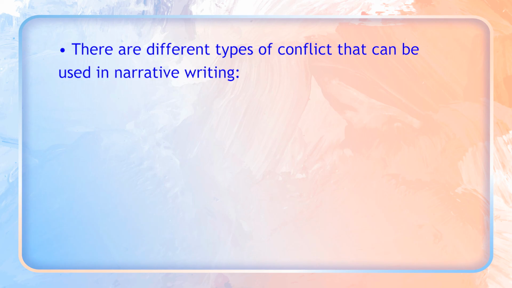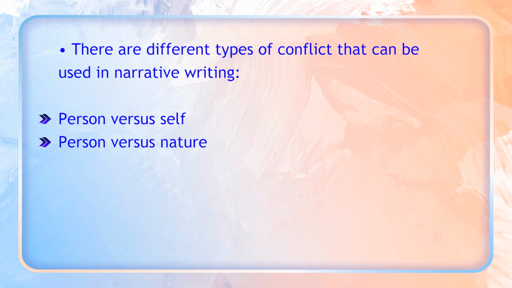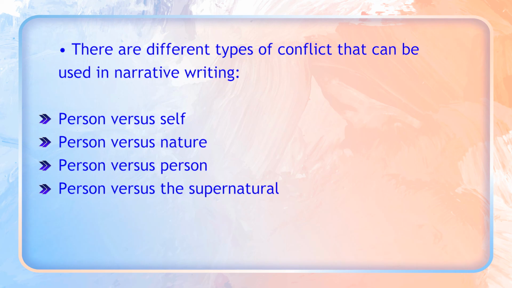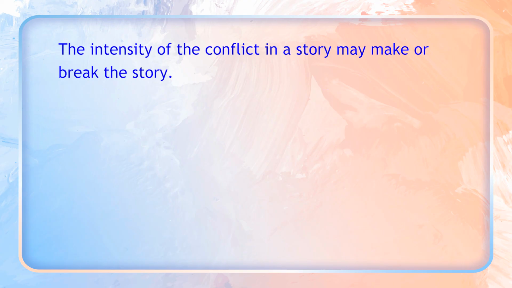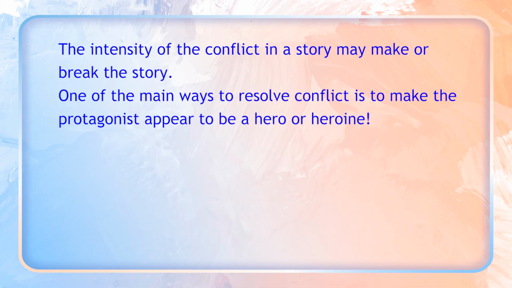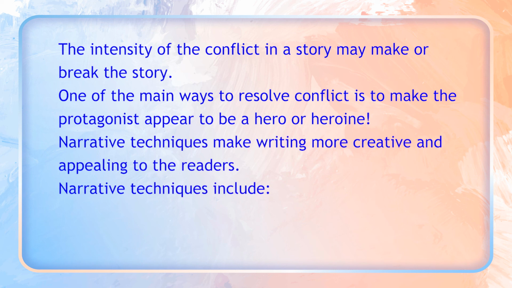Firstly, there are different types of conflict that can be used in narrative writing. Person versus self, person versus nature, person versus person, person versus the supernatural, person versus machine. The intensity of the conflict in a story may make or break the story. One of the main ways to resolve conflict is to make the protagonist appear to be a hero or heroine.